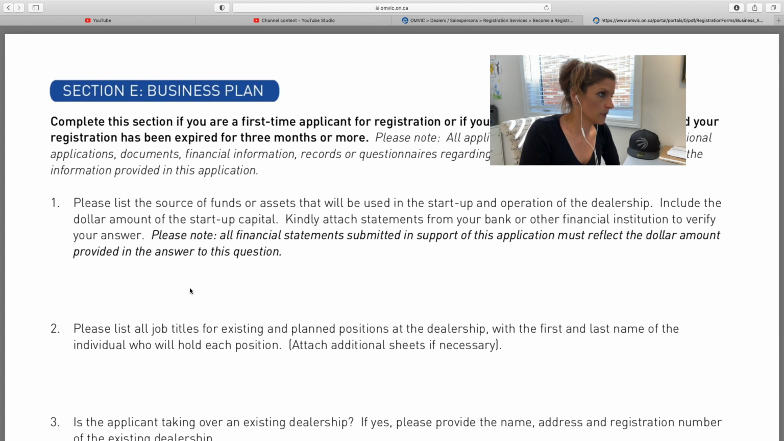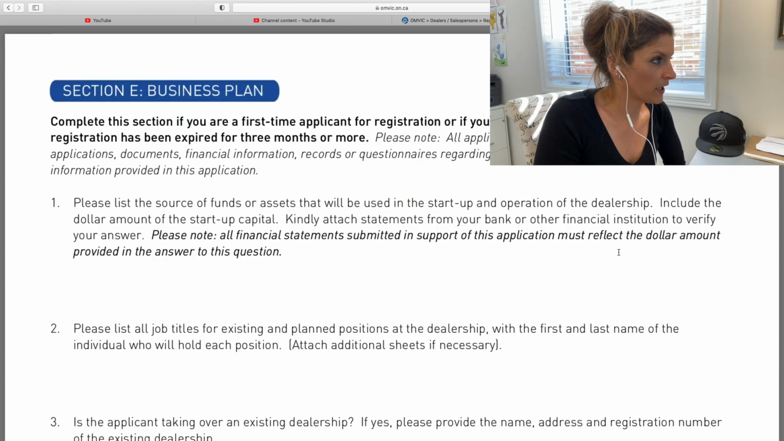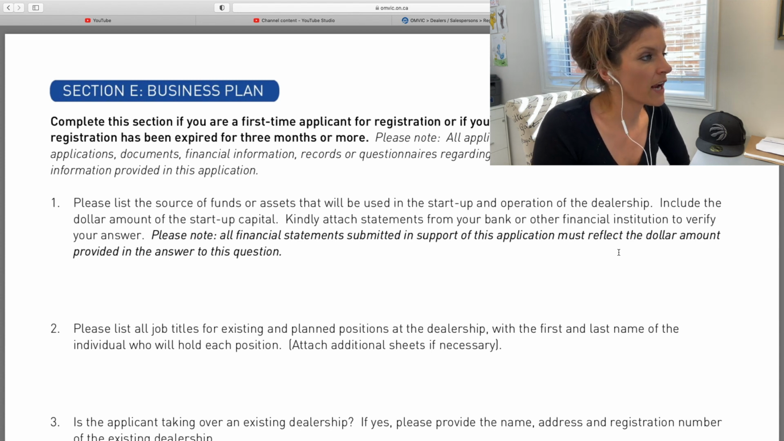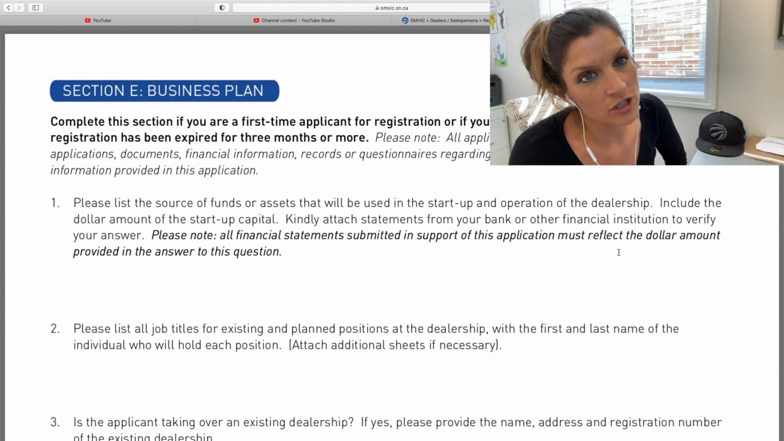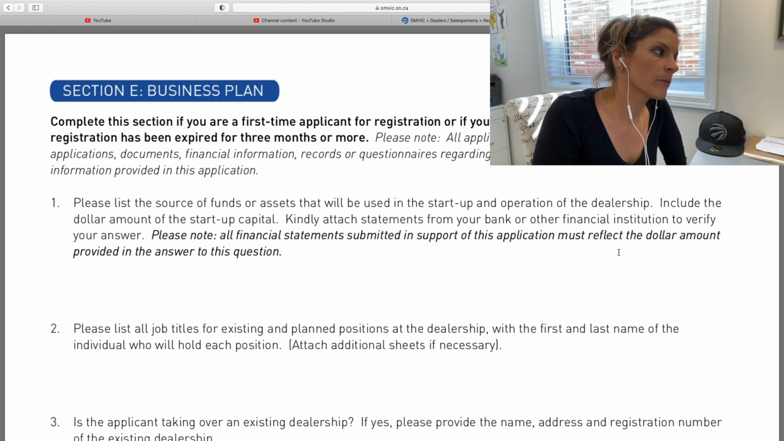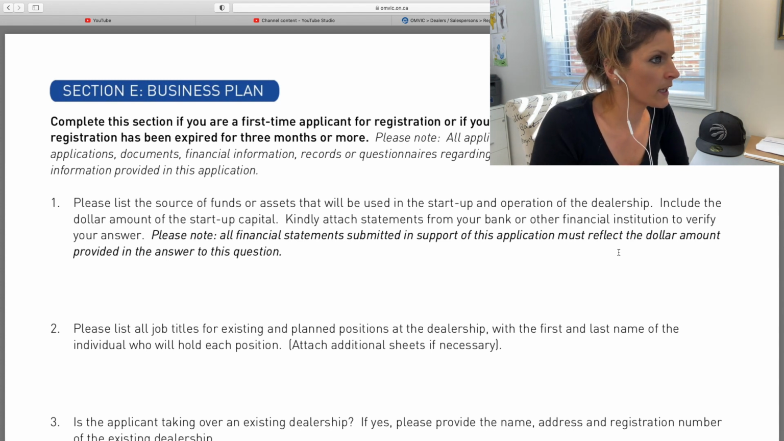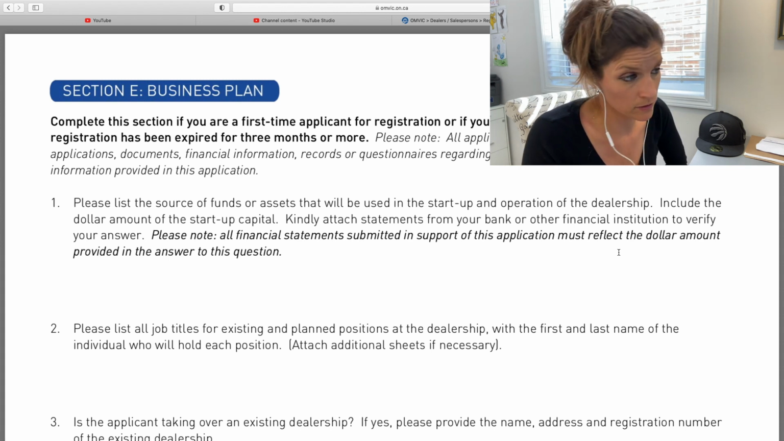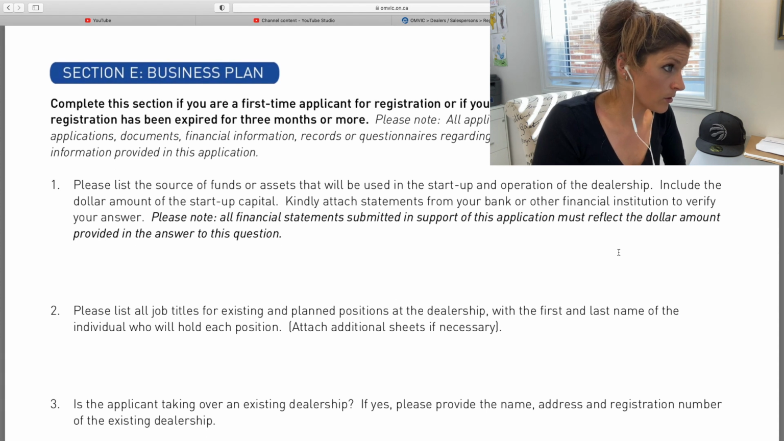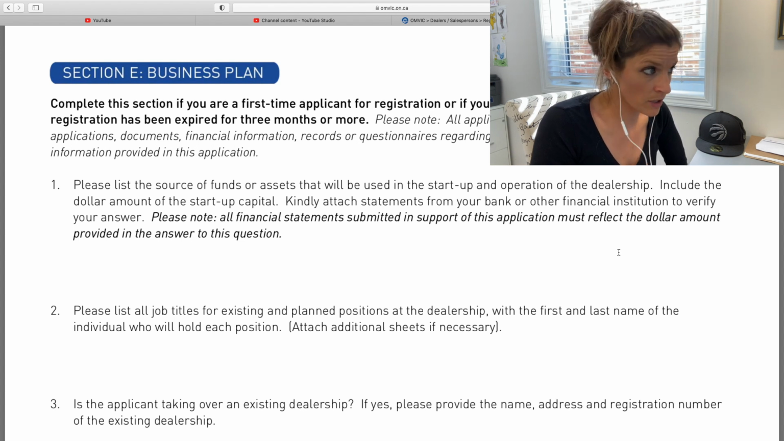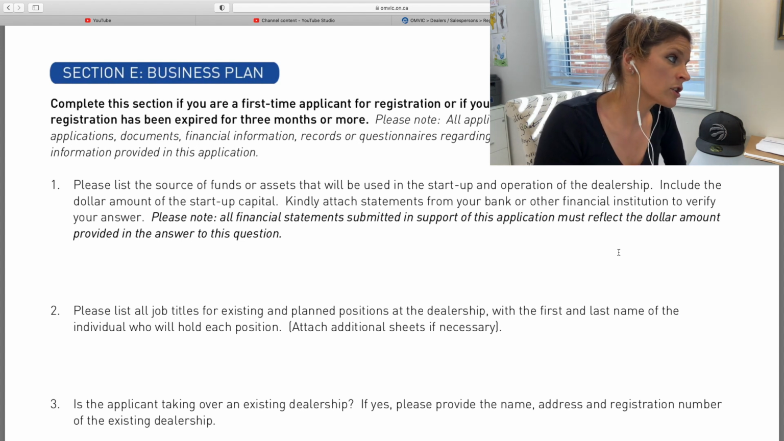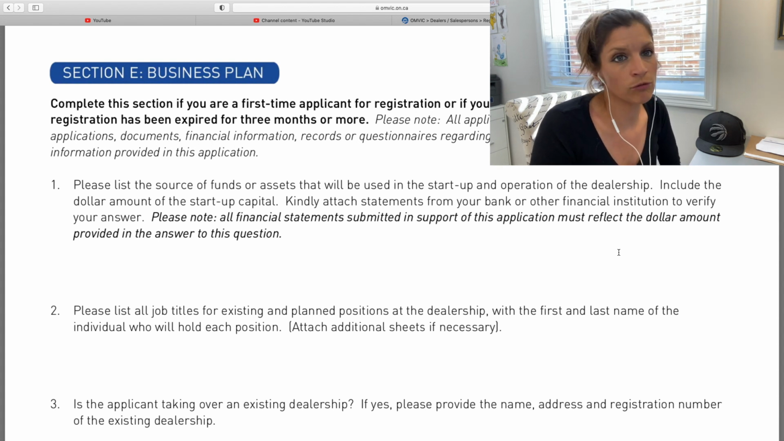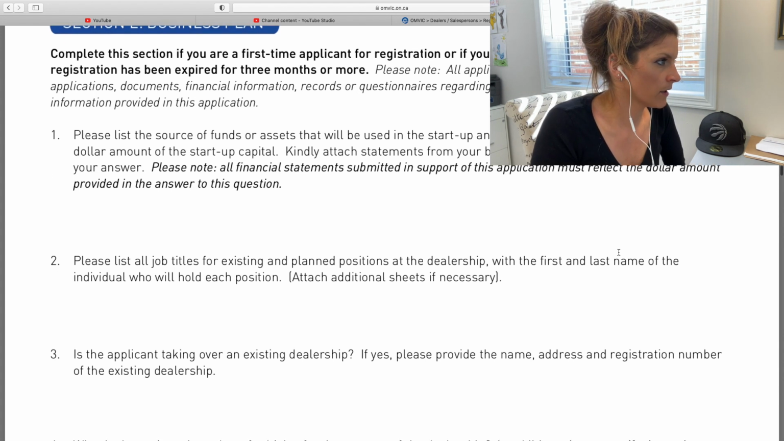Section E is your business plan. Question 1: You need to list the source of funds or assets that will be used in the startup and operation of the dealership. Include the dollar amount of the startup capital, and kindly attach statements from your bank or other financial institution to verify your answer. So obviously you need to buy cars for your dealership, and they want to know where you are getting the money to fund your business. And you have to supply proof.